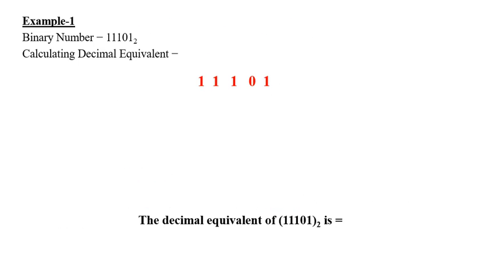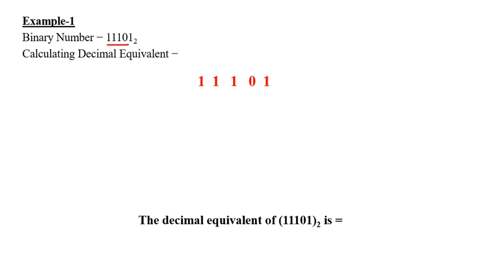So in the first example, let us see how to convert a binary number into its decimal equivalent. If you observe, the given binary number contains only the integer part. There are no fractional parts, right? So first write down the number as it is and find the positional value of each digit. Since it is a binary number whose base is 2, the positional value varies in the power of 2.